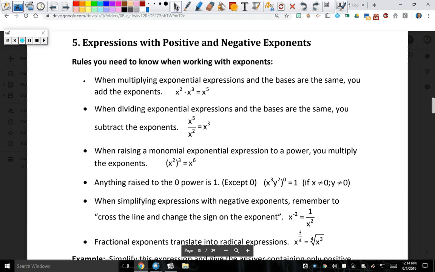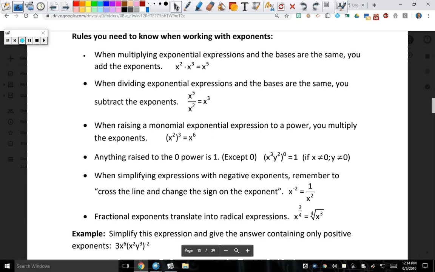All right. Review. When bases that are the same are multiplied, add the powers. When they're divided, we subtract the powers.